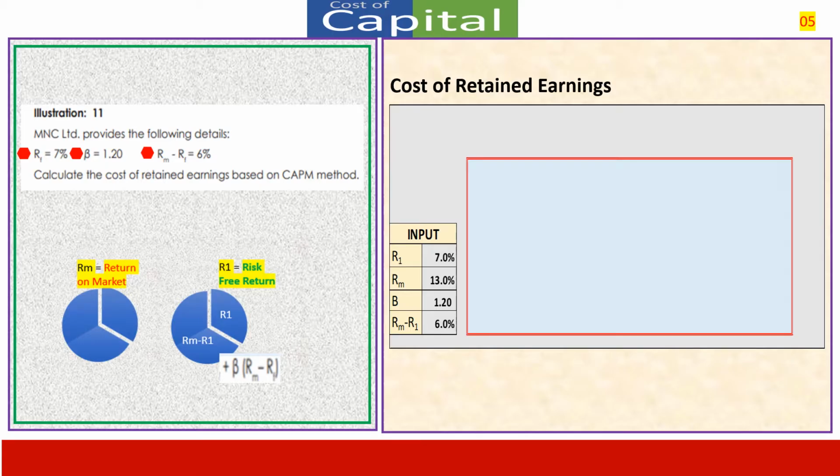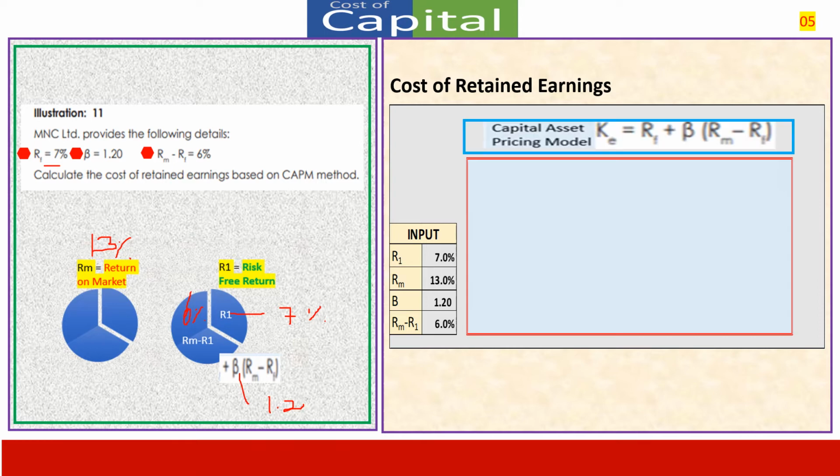We'll take one more. MNC Limited provides the following details. R1 equals 7%. Beta is equal to 1.2. It is more than normal. And RM minus R1 is equal to 6%. This is 6%. Means 6 plus 7, this total is equal to 13%. If we have this visualization, the problem is so simple.